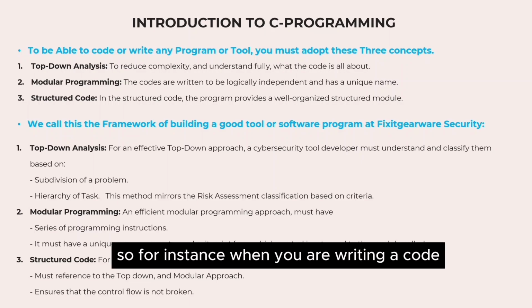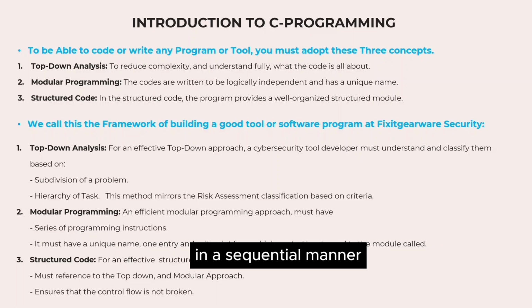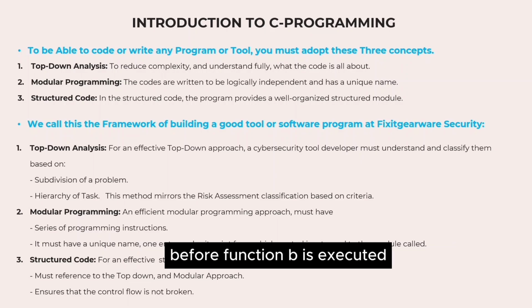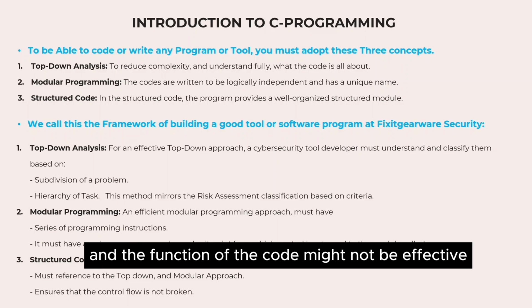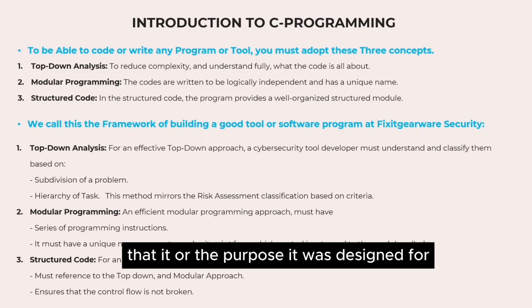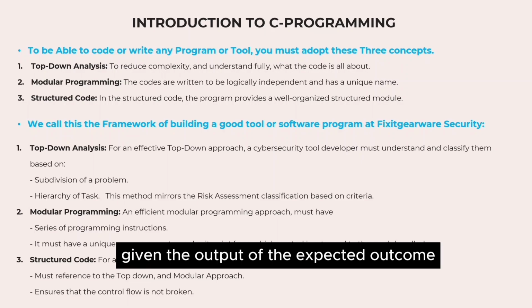So for instance, when you're writing code, you do not want the control flow to not be in a sequential manner. If function A is to be called first, then function A has to be executed before function B is executed. Otherwise the program is not structurally designed, or the code is not properly structured. This might result in the code breaking, and the function of the code might not be effective. So instead of having a proper tool that carries out the function or purpose it was designed for, you find a tool that is slow or not even giving the expected output.